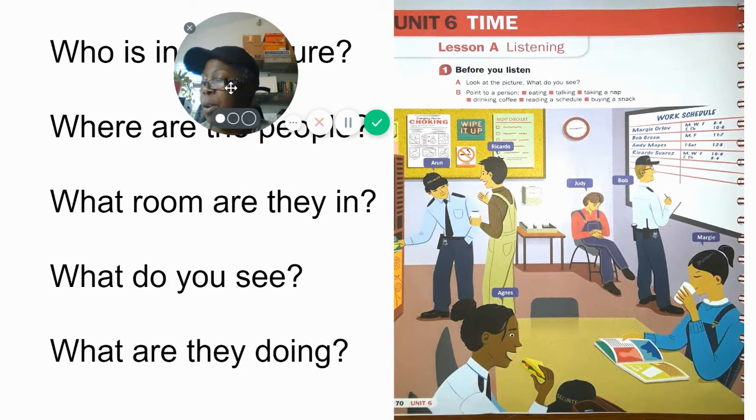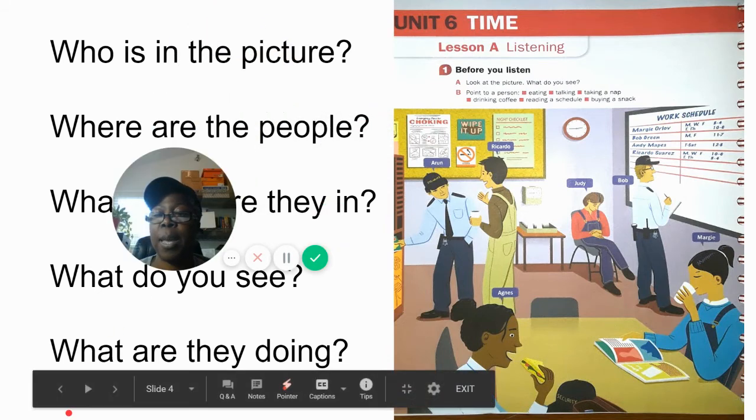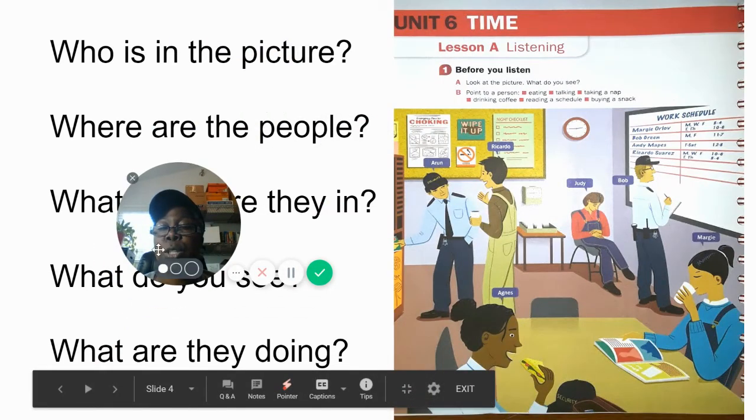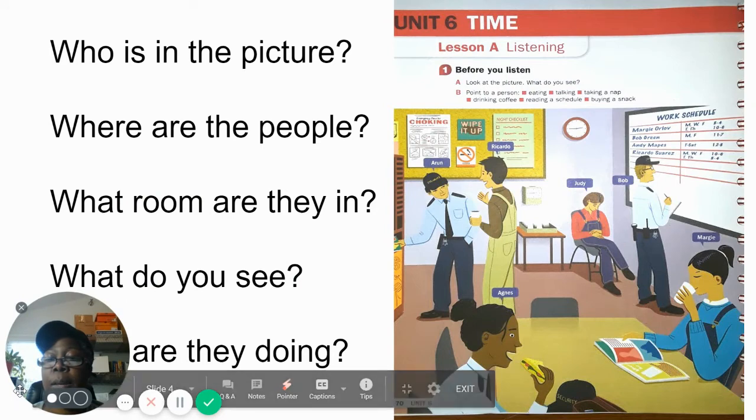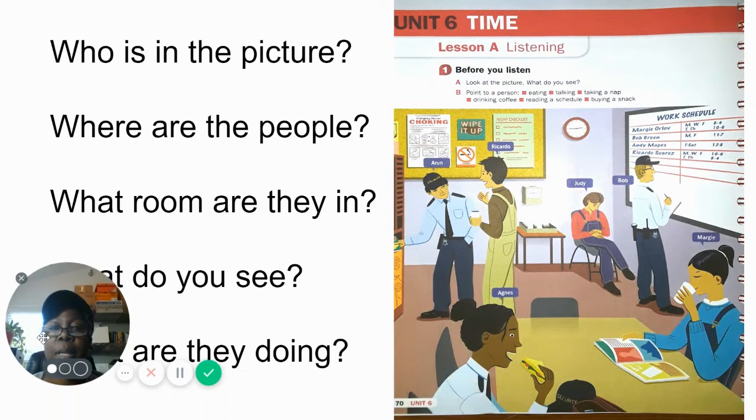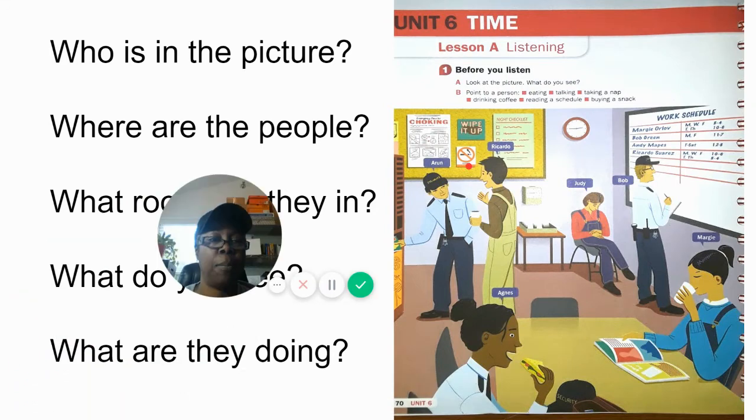So let's move on over to page 70. Open up your student book to page 70, and this is what you should see on page 70.